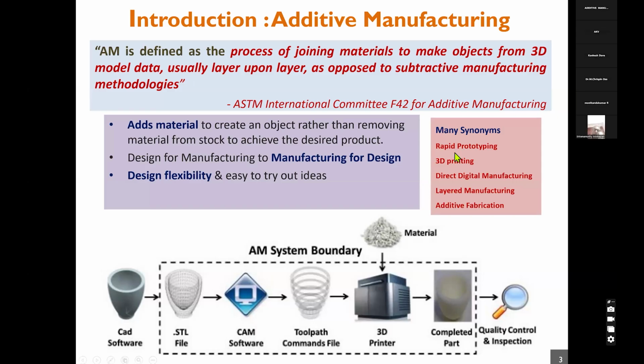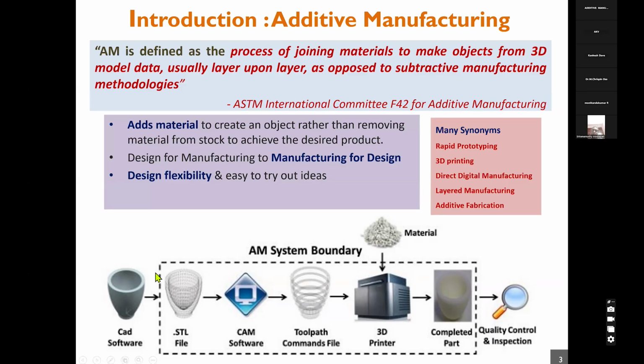And also, you would have heard several synonyms for additive manufacturing, which are nothing but 3D printing, rapid prototyping, direct digital manufacturing, layered manufacturing, and additive fabrication. So here we are trying to add material to create an object rather than removing material from the stock, as in almost all the conventional manufacturing processes. And we are moving from design for manufacturing to manufacturing for design. I'll be talking about that when I come to the design aspects of it. And we also have very good design flexibility, and we can easily try out newer and newer ideas.